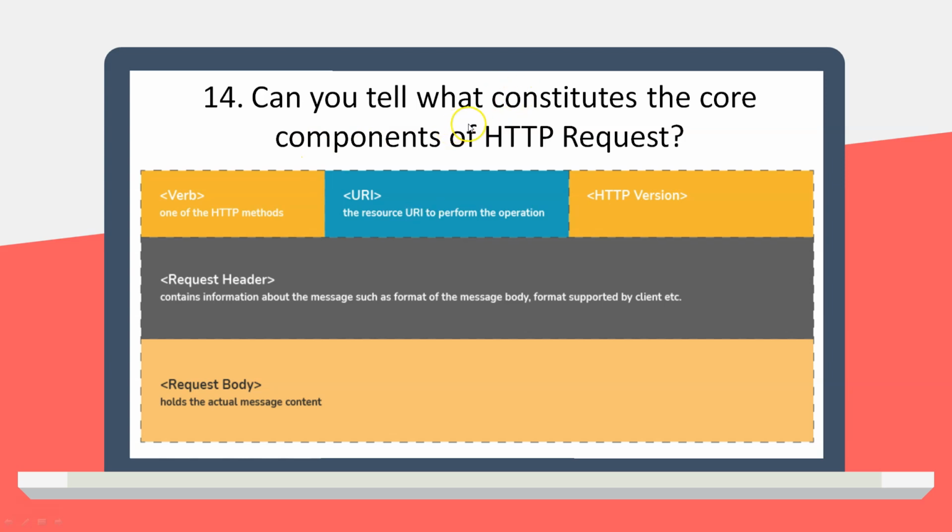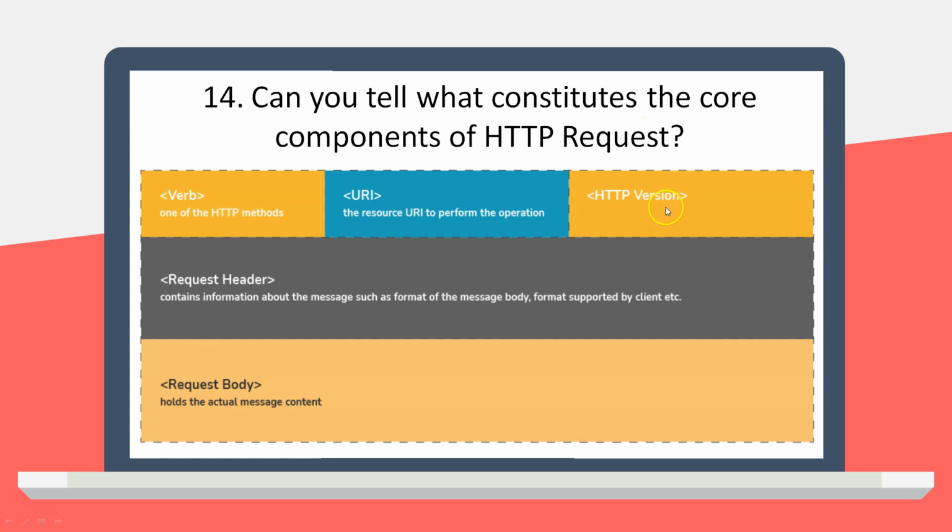Next question, can you tell what constitutes the core components of an HTTP request? So guys, this request can be your get, put, post, delete, whatever, right? So we are talking about the core components of an HTTP request to perform HTTP operations. The format is, you will have the HTTP method, like a verb, the operation that you're going to perform, like get, put, post, for example post. Then you will have your endpoint where you want to perform the post operation, for example http://localhost:8080/students.